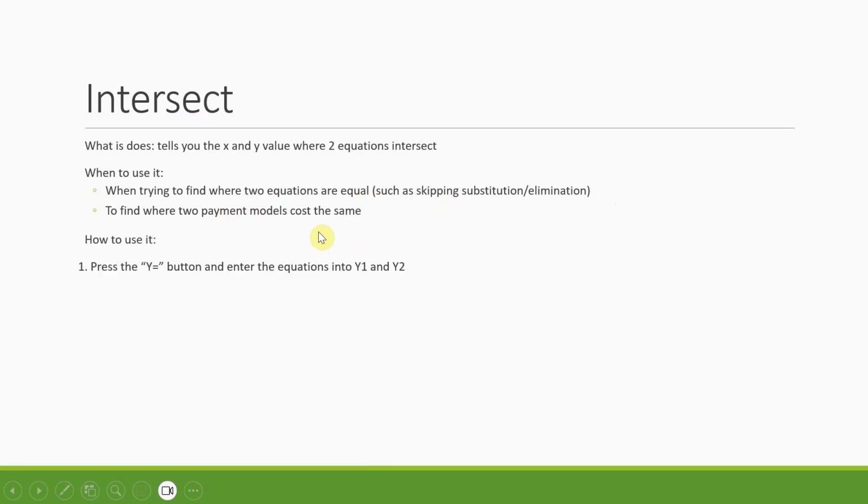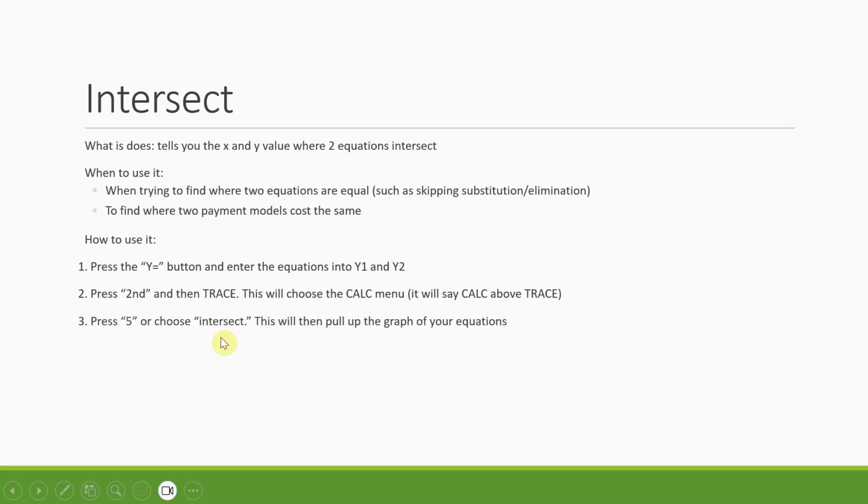So how do I do this? First, press the y equal button and enter your equations. This time we'll have two of them, so put it into y1 and y2. Then press second and trace. We're again going to that calc menu. And this time, instead of going to 0, go to intersect, which is normally 5.